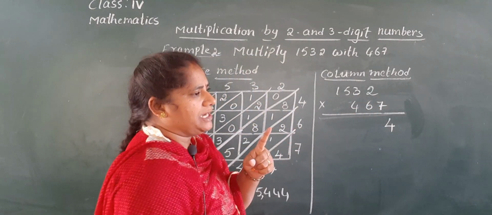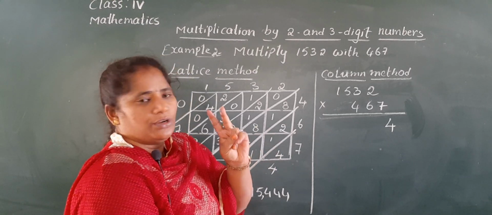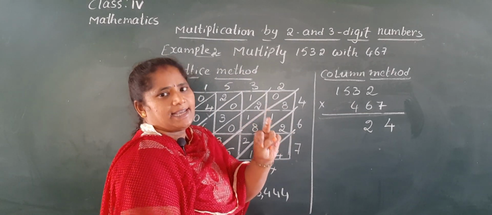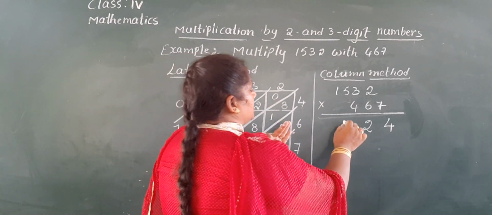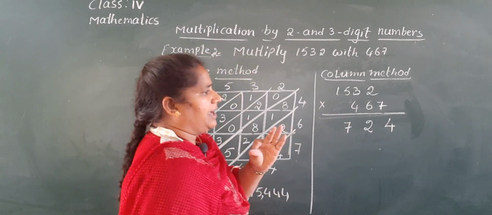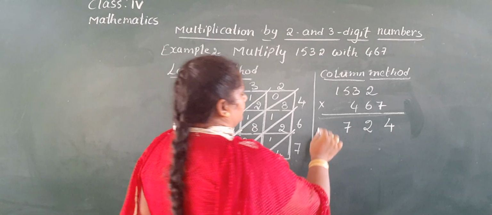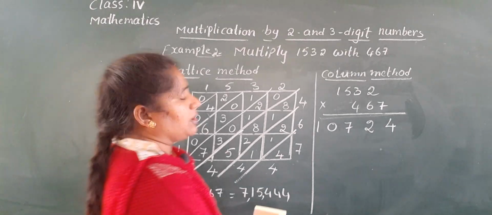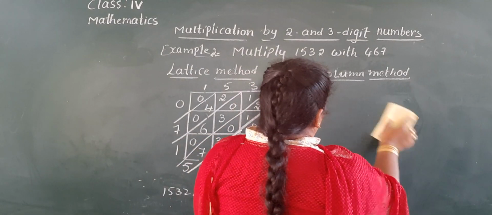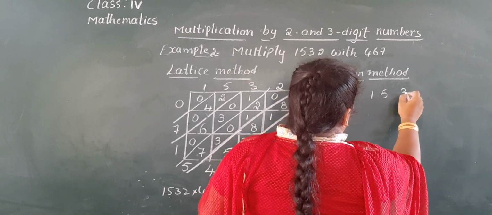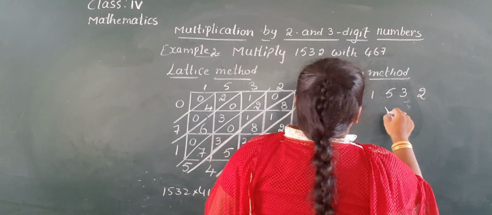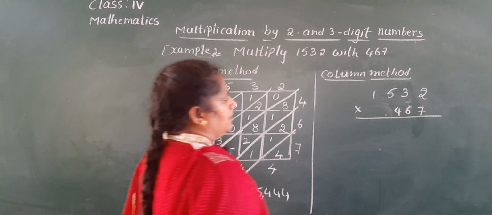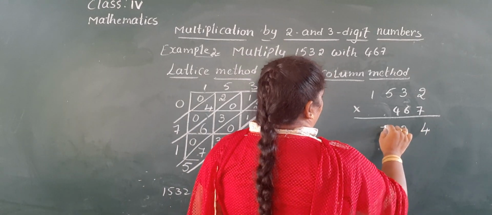7 3s are 21 plus 1, 22. 2 in hand, 2 is down. 7 5s are 35, 36, 37. 3 in hand, 7 is down. 7 1s are 7, 8, 9, 10. Finish. Okay. I think this space is not enough further. So I will move these numbers. Can you see the board, children? Yes. So 10,724.